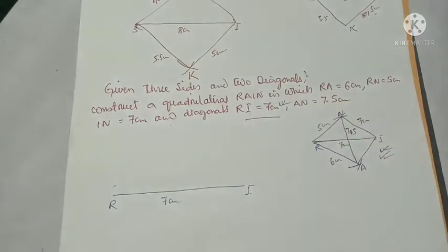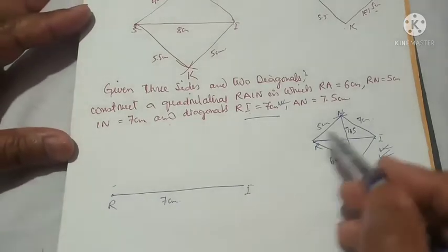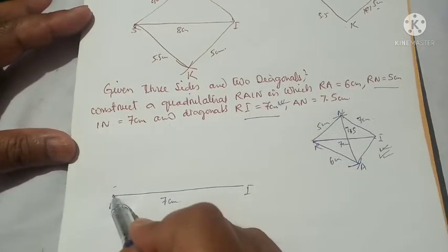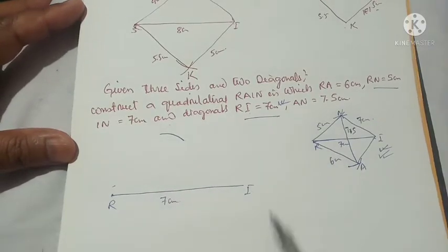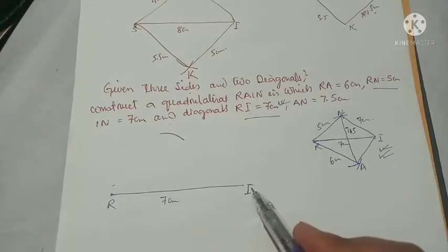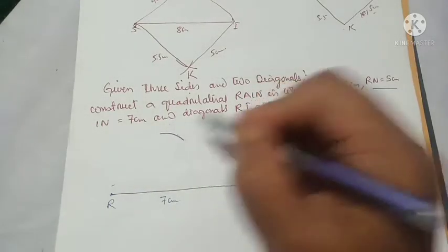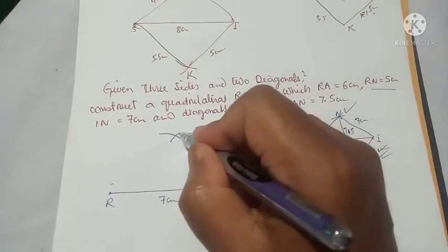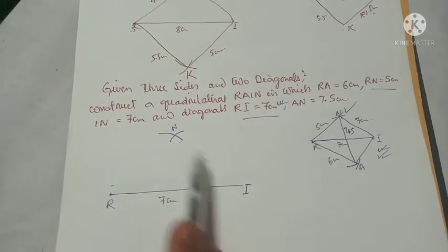We have drawn this first diagonal, and then in the second step, with R as the center, we draw RN, that is 5. We draw an arc here with the radius of 5 centimeter. We draw one arc here, and again with I as the center, we draw with the radius of 7 centimeter, and cut the previous arc at the point N. Okay, yes, we cut N. This is N. This is the radius of RI. IN is 7 centimeter.